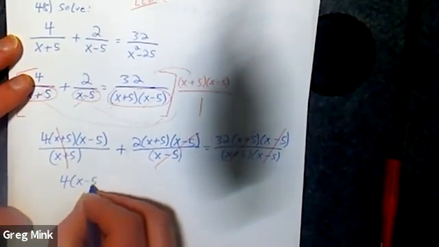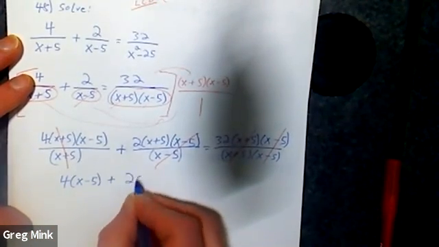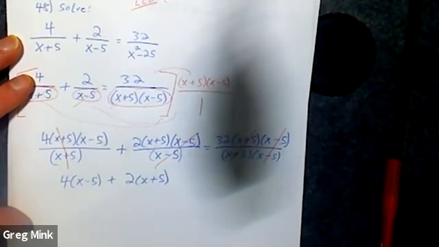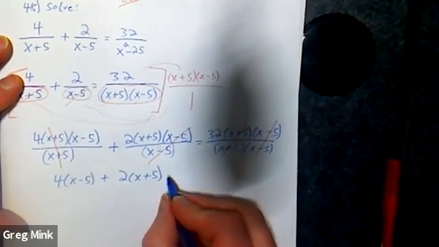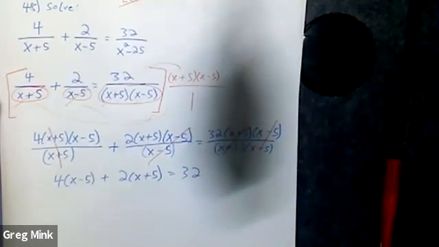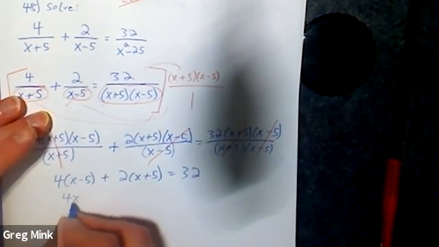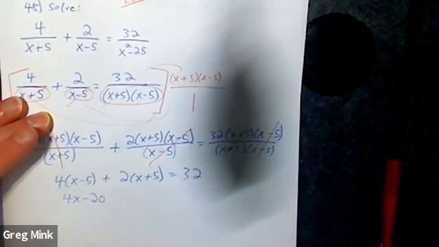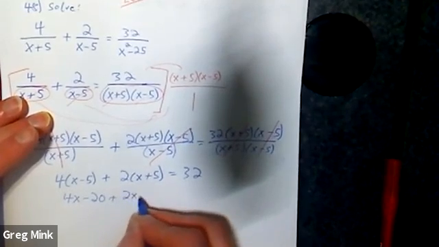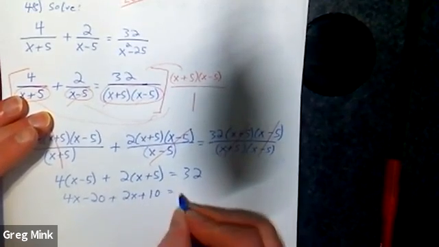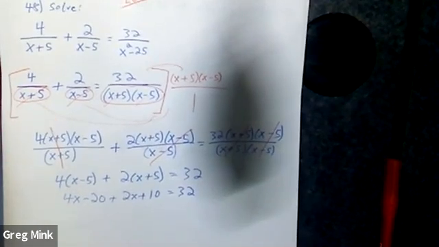So literally what we end up with, something that looks a lot nicer, is this. 4 times x minus 5 plus 2 times x plus 5, that's all I got left on the left-hand side, is equal to simply 32. And once again, it's a nice linear equation now. So I distribute right there and right here, and that's equal to 32.